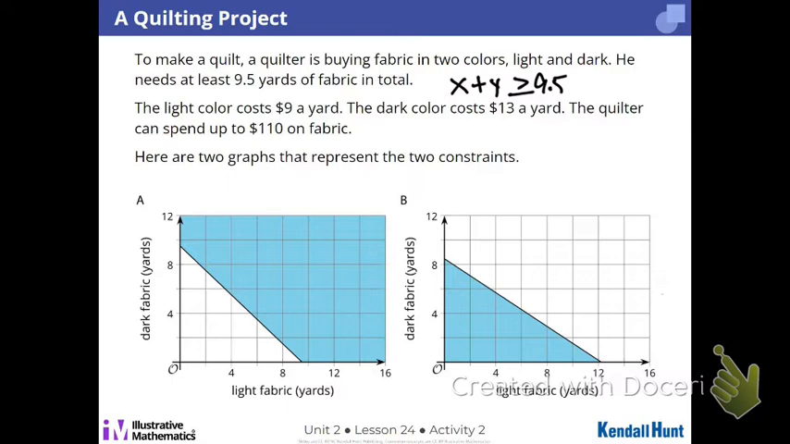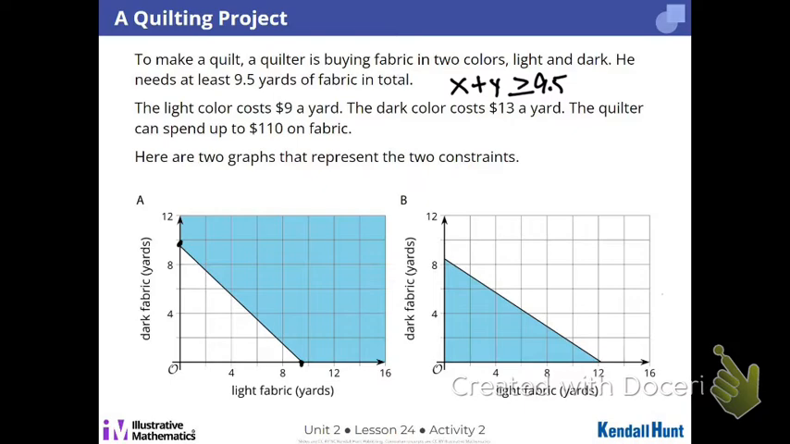And we actually see that on graph A. If we went all light fabric or all dark fabric, and the line is 9.5 yards, does 9.5 yards work? Yes, and so does everything that's more than it. So that is the graph for the first constraint.